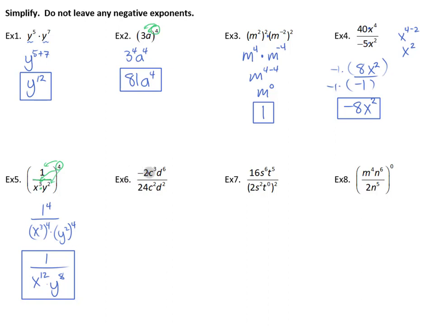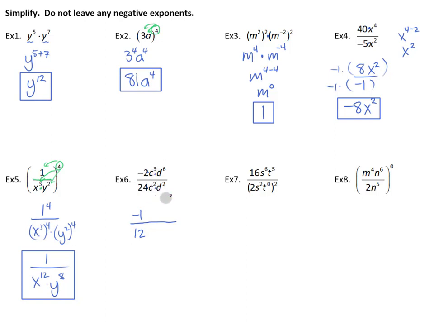Okay, so here I see we do have some things that we can simplify. We've got all multiplication in the top and all multiplication in the bottom. That's good. That will allow us to cancel common factors. So for the numbers, if we divide everything by 2, I'll get a negative 1, and 24 divided by 2 is 12.